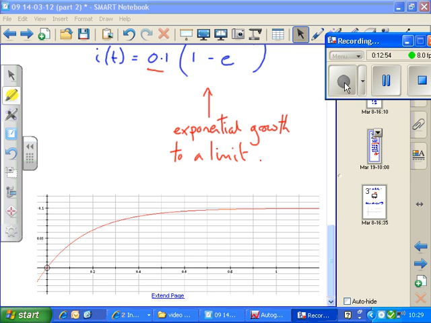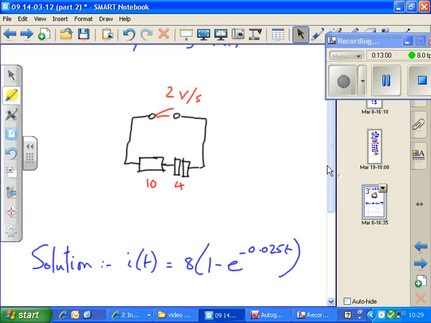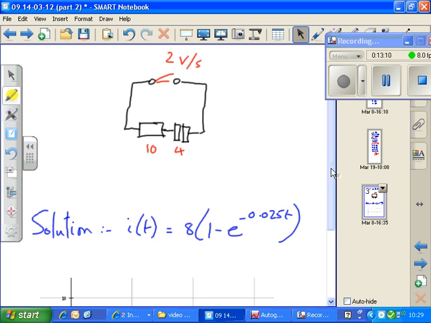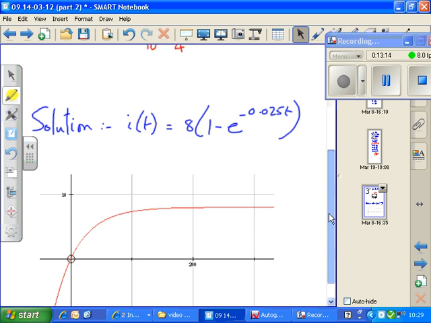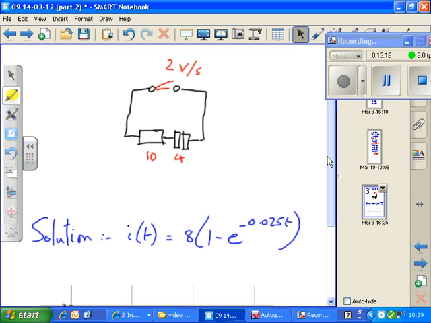Okay, how about you try this one? We've got a ramp voltage of 2 volts per second across a resistor and a capacitor in series. The solution you should find is below, so that's what you should get at the end, and I've plotted it. And so you can estimate, if you plot that in Autograph, how long it will take for this circuit to reach a steady value. In other words, you're analysing the transient period.